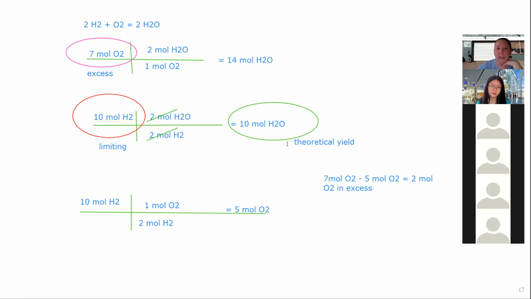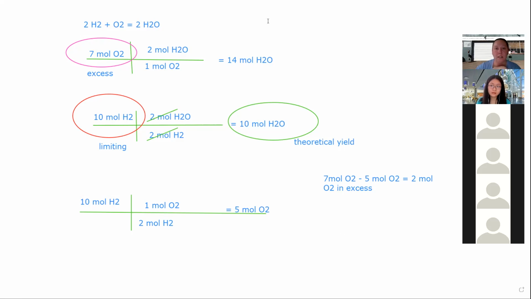So theoretically, using 10 moles of H2 and 7 moles of O2, we can theoretically only make 10 moles of H2O, and we will have 2 moles of O2 left over. So this is our theoretical yield. Now, in lab, we can do this experiment of reacting H2 and O2 and measure how much H2O we actually make, and that would be the actual yield.